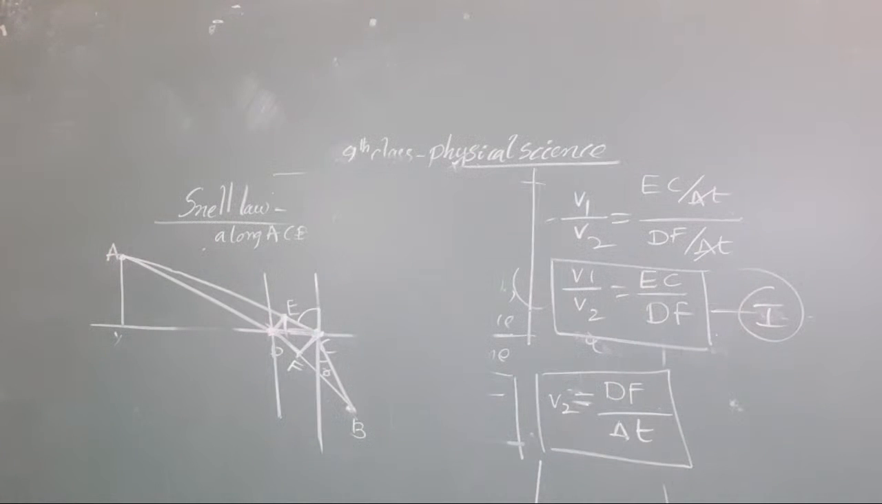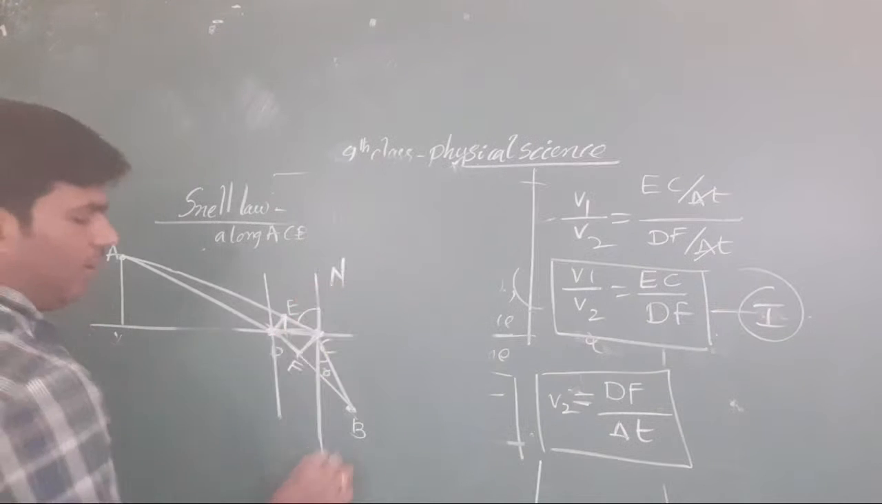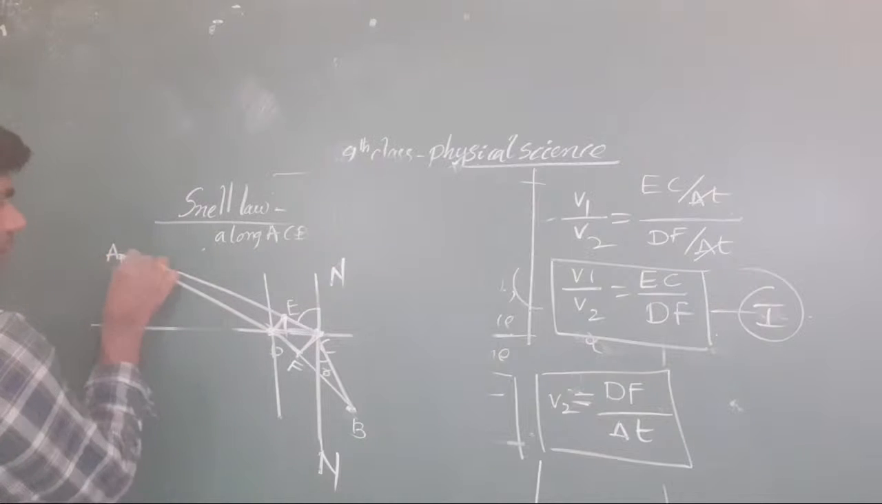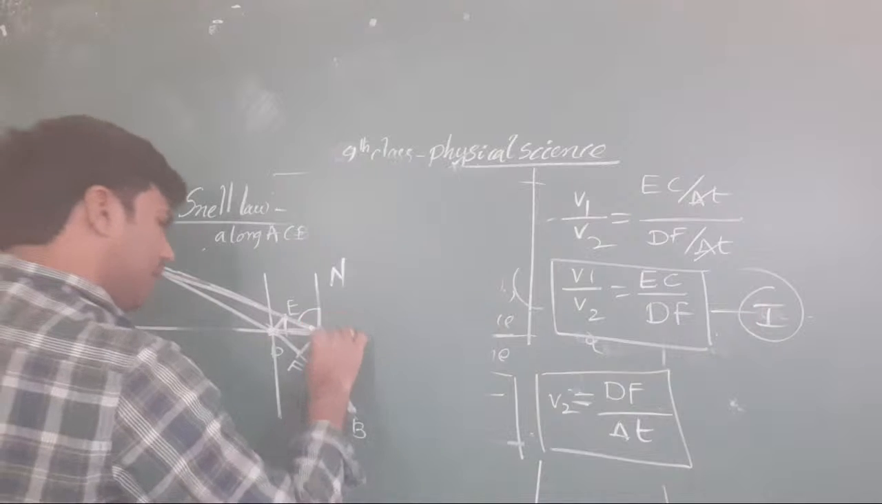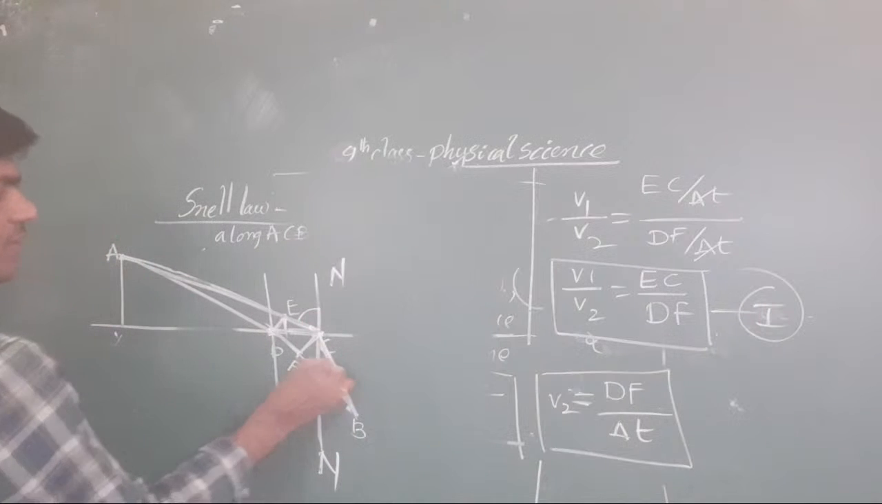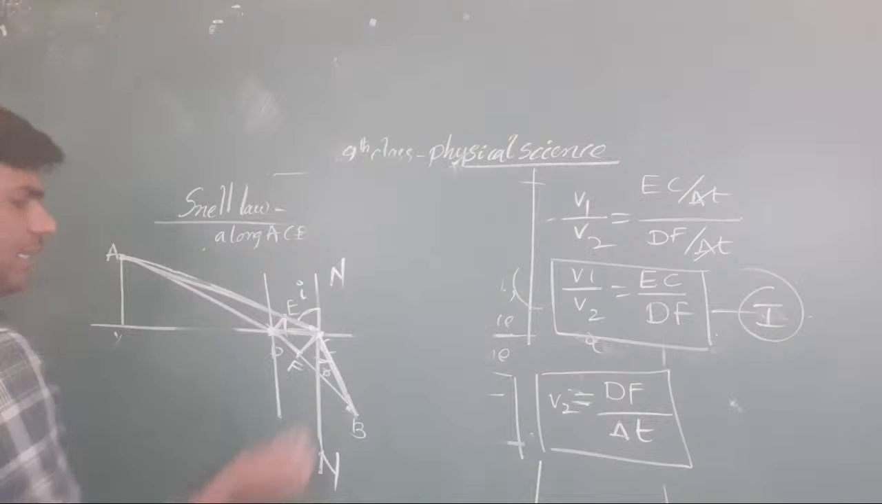How do we decide about the angles? Here I and R are the angles measured between the path ACB and the normal N and N. This is the normal N and N, and this is the path ACB. You know very well, this is the incident angle we have taken. This is the refracted angle. Clear or not, all the students?